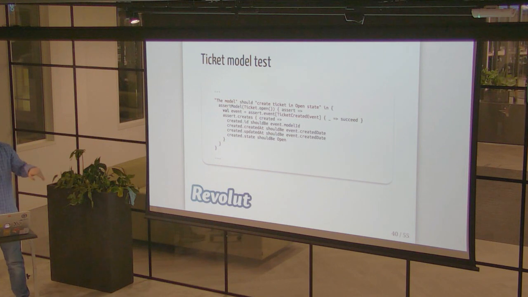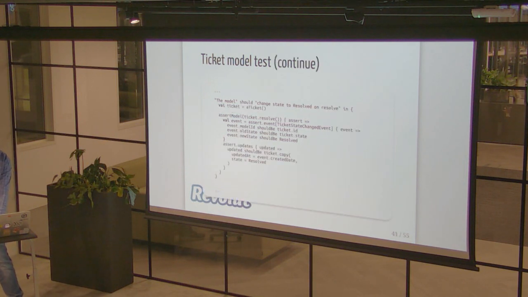We check in the assertion that the event was created, that the ticket created event was raised. We retrieve the version of the ticket and perform all checks that creation set all the correct properties from the event to the ticket model, and the state begins from open.